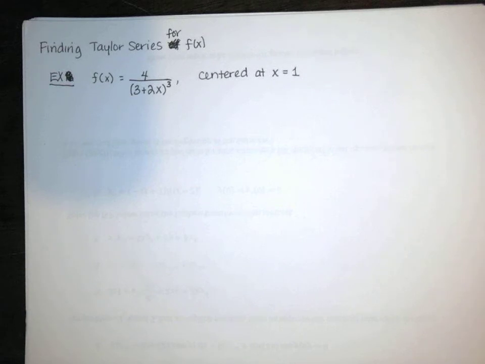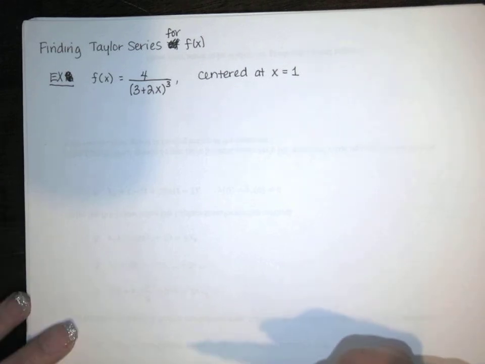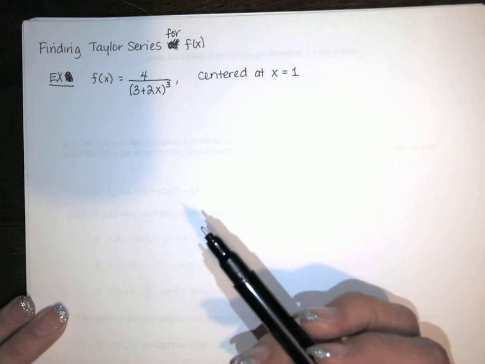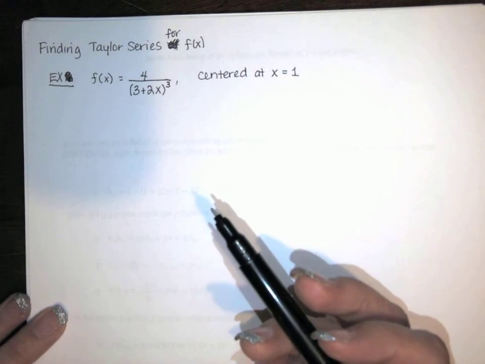In this video, we find the Taylor series for a function, f of x, and I wanted to show you some examples where the center of the series was not 0. All of the series in the last video were centered at 0. So this time we want to center our Taylor series for f of x at x equals 1.